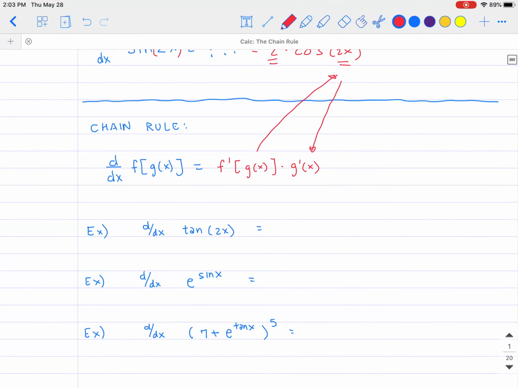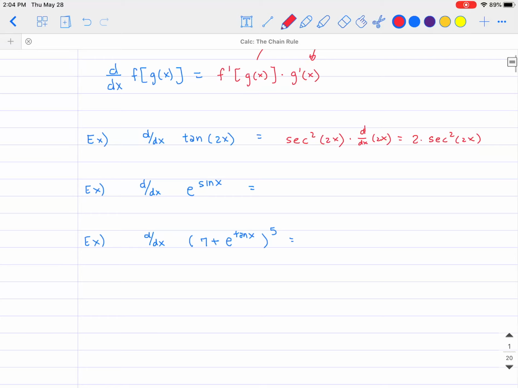So to give you some numerical examples, so that way we can get a better idea. For example, if I say, hey, take the derivative of tangent of 2x, first the derivative of tangent, the outer function, is going to be secant squared, and then it's still going to have the same inside argument of 2x. But now we're going to multiply by the derivative of the inner function, which is 2x. So then the answer is going to be 2 multiplied by secant squared of 2x. For the second one, same idea.